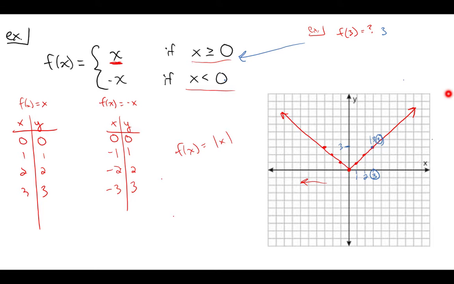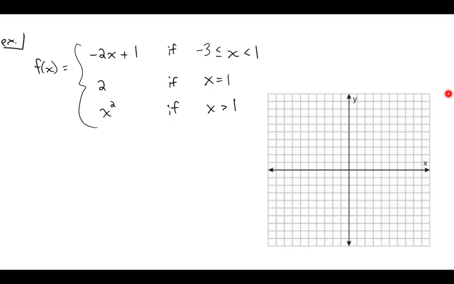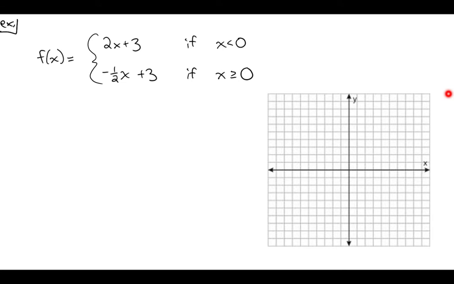We'll do a fair amount of practice of this. All right, let's look at a little bit more complicated one. This one is defined by two equations: 2x plus 3 if x is less than 0, and negative 1/2 x plus 3 if x is greater than or equal to 0. I'm going to start with the first function, f of x is 2x plus 3, and make a little xy chart.